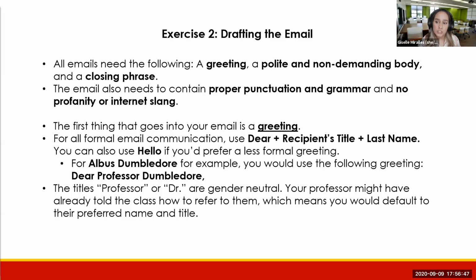So a greeting is just something like, dear so-and-so, hi so-and-so, hello so-and-so. For all formal emails, you do want to use dear plus the recipient's title and last name. So in my case, it could be Dear Professor Miralles if you were sending me an email. Or you could just say, hi Giselle, if you and I have a rapport established, right? But if you don't have a rapport established with the professor, if they haven't given you the okay to call them by their first name, it's always best practice to just go by Professor so-and-so when you're emailing them.